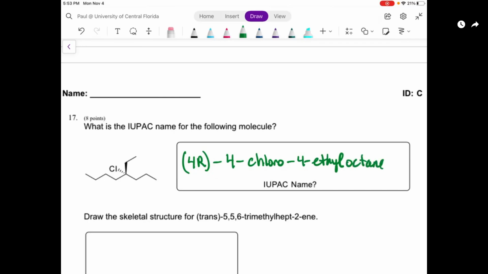Like that. So the point breakdown right there, if you got the correct parent name right there, that's plus 2 points. So 1, 2, 3, 4, 5, 6, 7, 8. Or you could have numbered it this way, 1, 2, 3, 4, 5, 6, 7, 8. And so what's the correct numbering scheme? That would be the red numbers because it gives the substituents the lowest locant number.